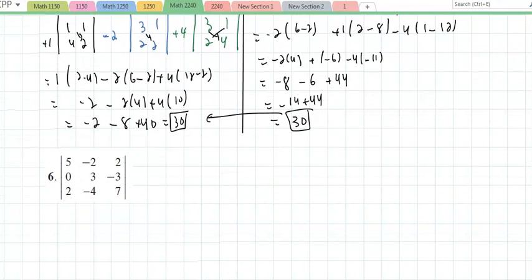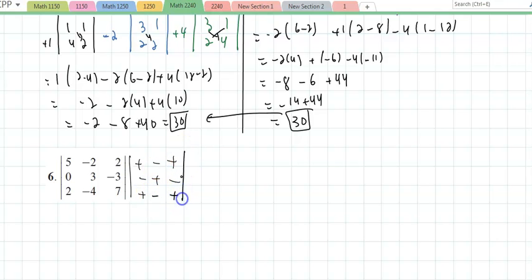Now I'm going to ignore directions just to point out one thing. If I saw one of those and I had a chance to pick, and most of the time you get to choose, I should choose the row or the column with the 0 because that saves me work. So to do this quickly, either you should pick column 1 or row 2.